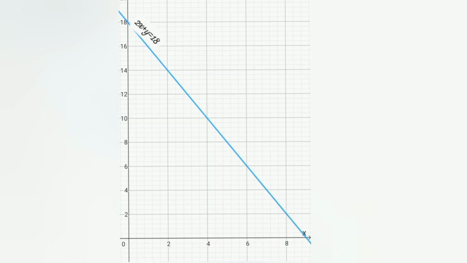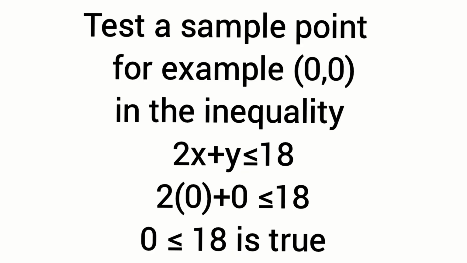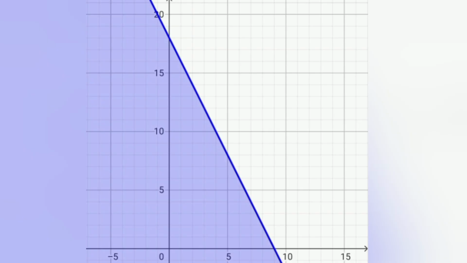To graph the inequality, we test using a sample point (0, 0), which satisfies the inequality.